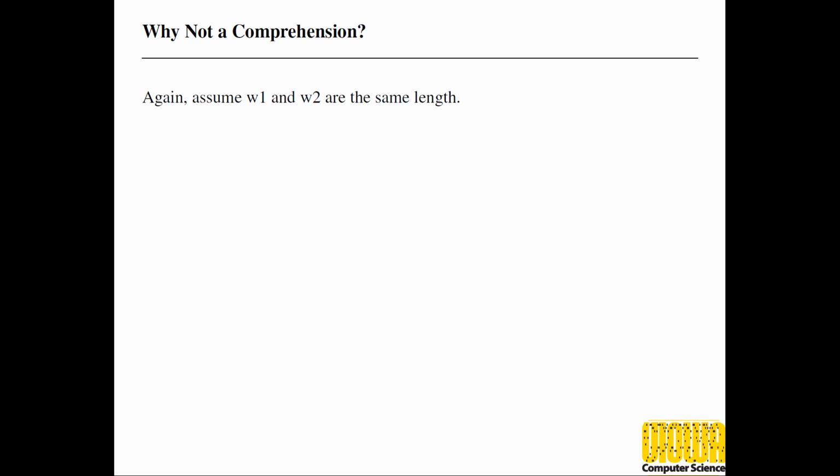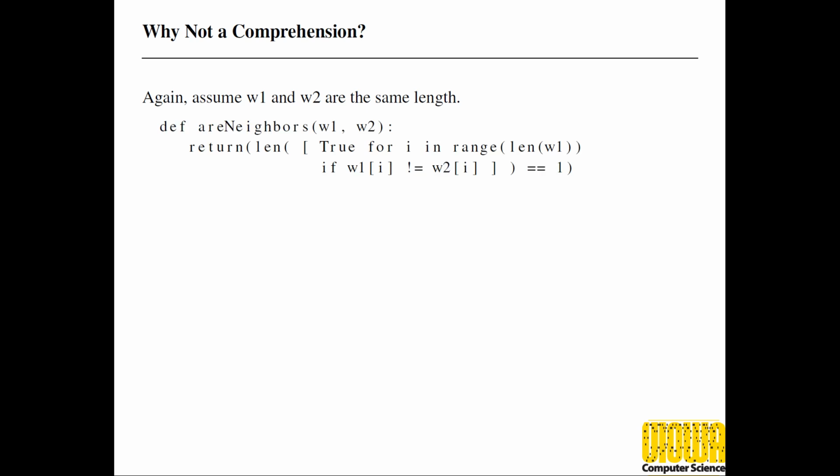So why not a comprehension? Well, we know that W1 and W2 are the same length. So we actually could do this with a comprehension. We could say, collect true for i in range length of W1, with a filter expression that says if the ith element of W1 is not equal to the ith element of W2, collect true. If they are the same, you don't collect anything. So this perfectly reasonable comprehension will have length 1 if and only if the words differ in one character alone. And then I could take the length of this result and check it against the number 1. So that's a nice, concise list for RNeighbors.